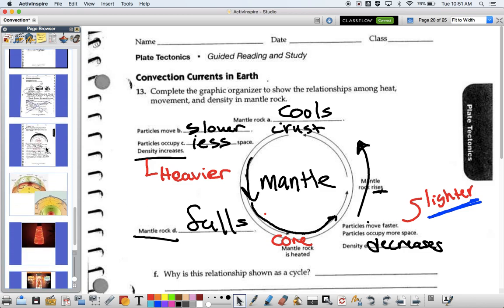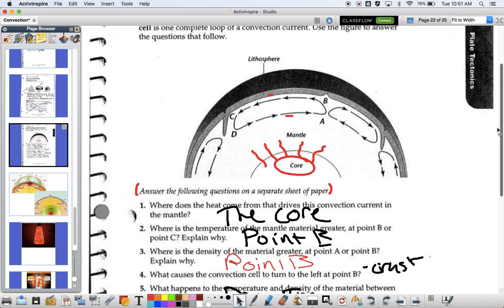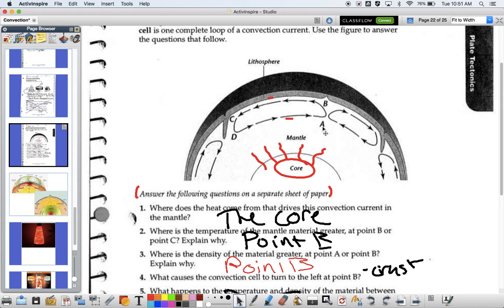So if you take a look at this picture, a lot of people have problems here with this picture. You can see that this convection current happens in the same way. The core is heating up the mantle material, causing it to become less dense. It rises because it gets replaced by denser material down here. It gets pushed upward. It cools along here, and then when it encounters this crust material, it sinks back down because it becomes denser. Gravity pulls on it, and then you have it going through this same cycle once again.